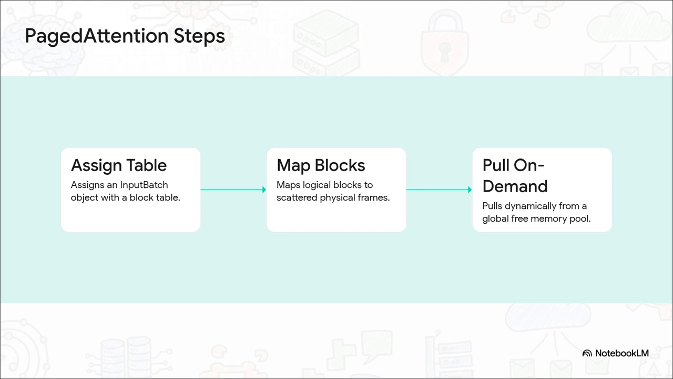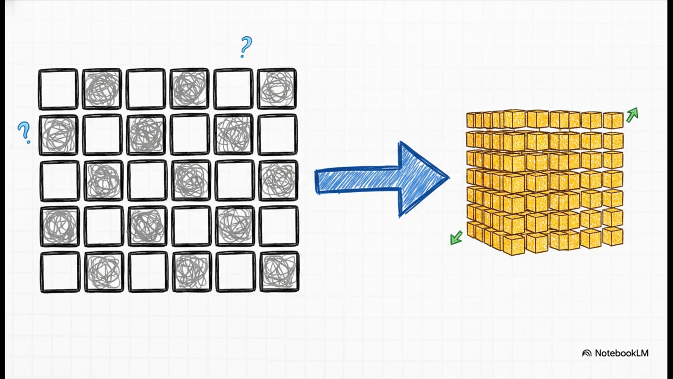Instead of requiring contiguous physical memory pointers, which causes all that fragmentation, each request gets an input batch object with a block table. This table takes logically continuous blocks of a generated sequence and maps them to scattered, non-contiguous physical blocks in the GPU's memory pool, so it provisions memory dynamically, step by step, only when tokens are actually generated. Because all physical blocks are managed at a uniform, fixed size, usually around 16 tokens per block, that external fragmentation we talked about is completely wiped out. And internal fragmentation, it's mathematically bounded to a tiny maximum per sequence.